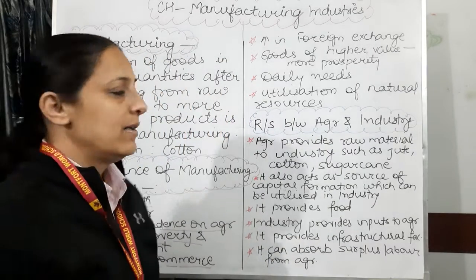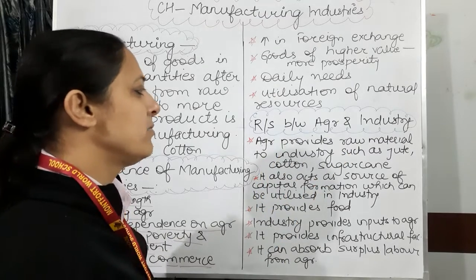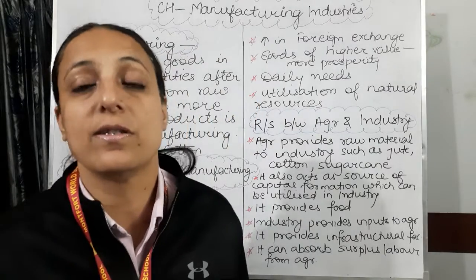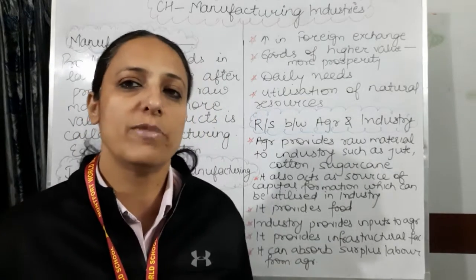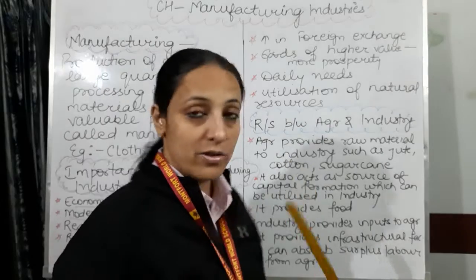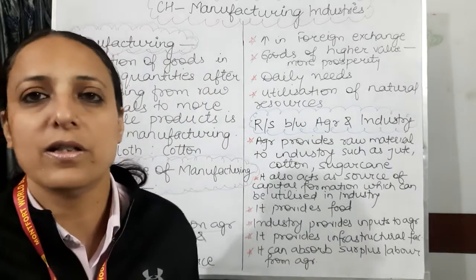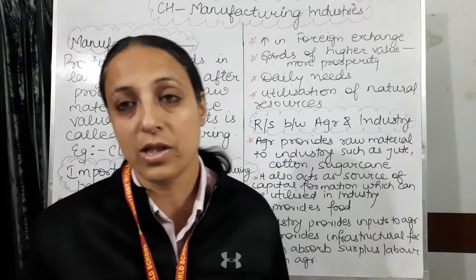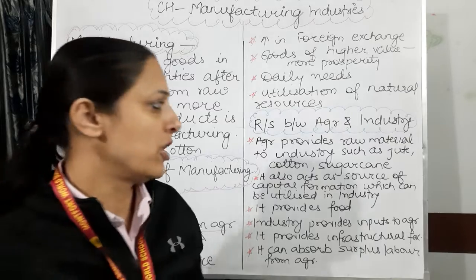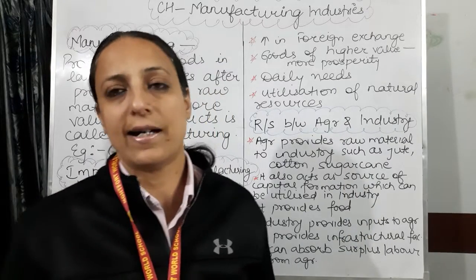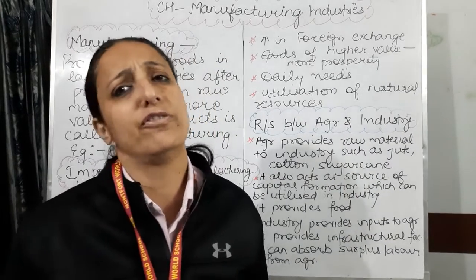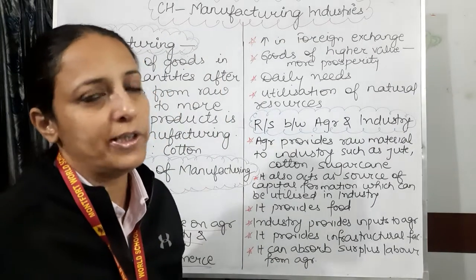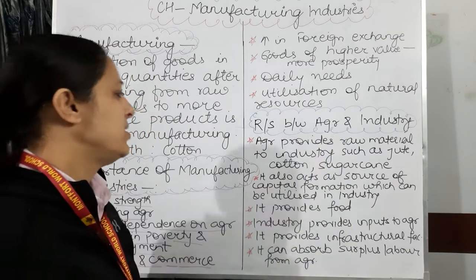So students, agriculture provides raw material to the industry. So agro-based industry, the industry which is dependent on agriculture for its raw material, whether it is the sugar industry which is dependent on agriculture for sugarcane, whether it is the cotton textile industry which is dependent on agriculture for cotton, or whether it is jute textile which is dependent on agriculture for jute. So the agro-based industry is completely dependent on agriculture for its raw material.